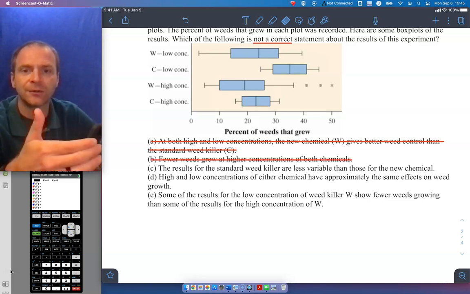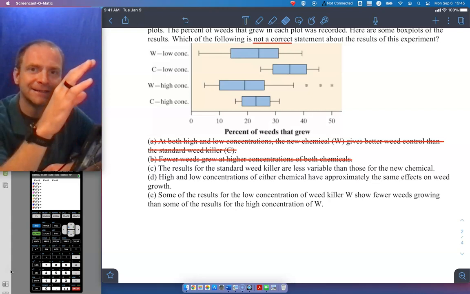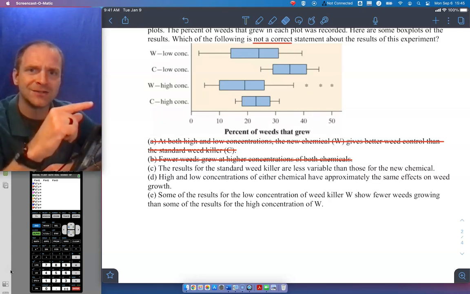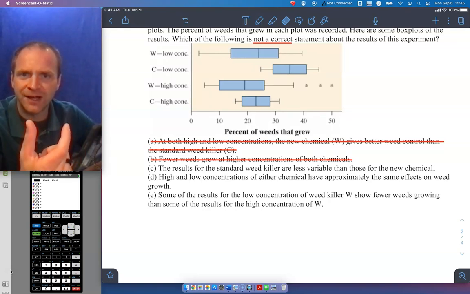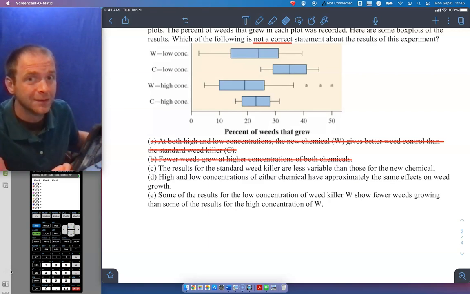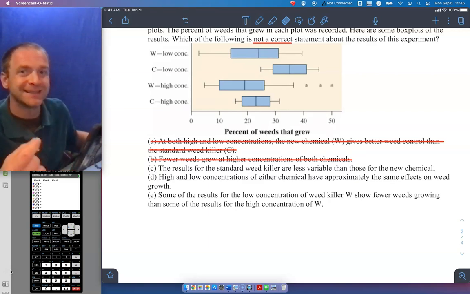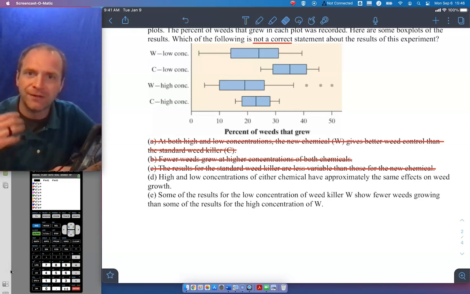The results for the standard weed killer are less variable than those for the new chemical. Now, that sounds familiar, doesn't it? I looked at the spread of all of these, didn't I? And said, hey, that high concentration of the standard weed killer has the smallest amount of variability, the least amount of spread. It had the smallest IQR. That one looks good. That one looks true. But wait a minute, the problem is asking me which of these is not correct. So I have to cross that one out. I have to remember I'm looking for the false statements, because that C is true. I observed that right in the beginning, but I need to remember which is not correct. So don't accidentally choose a true one when you're going through.